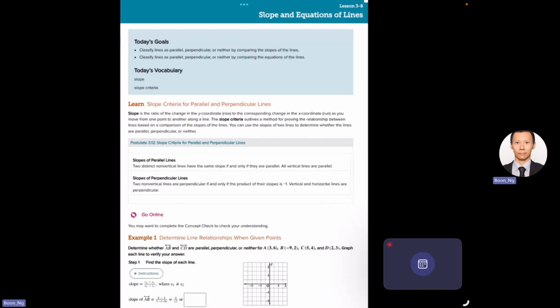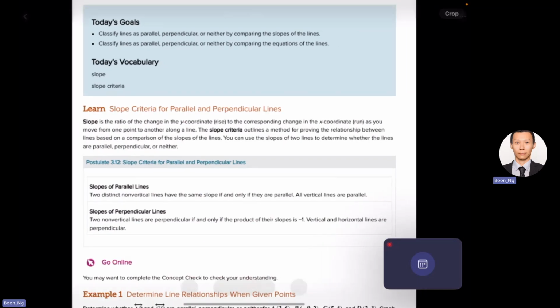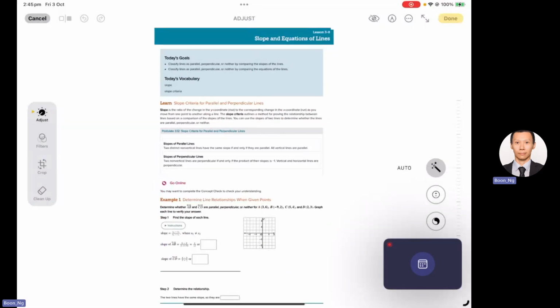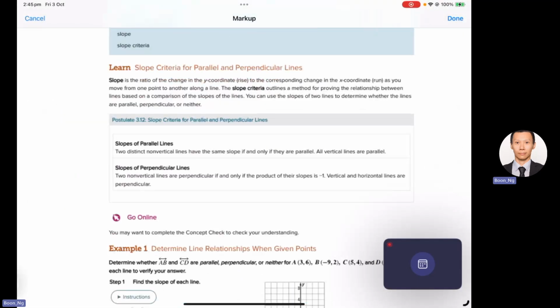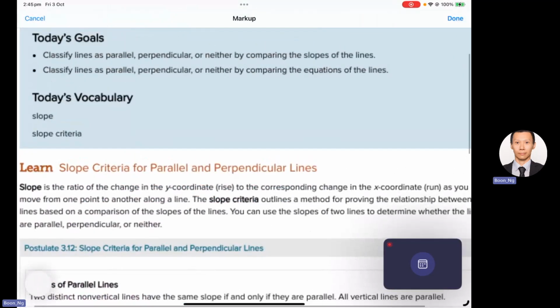3.8 is about slope and equations of lines, and the learning target is this: to classify lines as parallel, perpendicular, or neither by comparing the slopes of lines. Classifying lines as parallel, perpendicular, or neither by comparing the equations of lines.